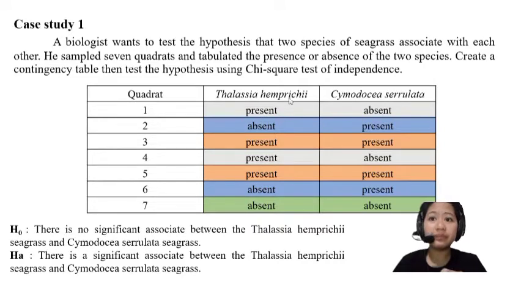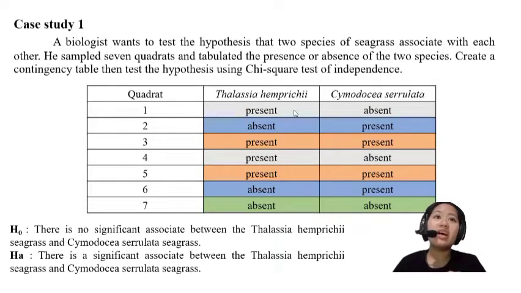First, we must state the hypothesis. Here is the null: there is no significant association between the Thalassia hemprichii seagrass and the Cymodocea cirrata seagrass. And here is the alternative, which is there is a significant association between those two seagrasses.